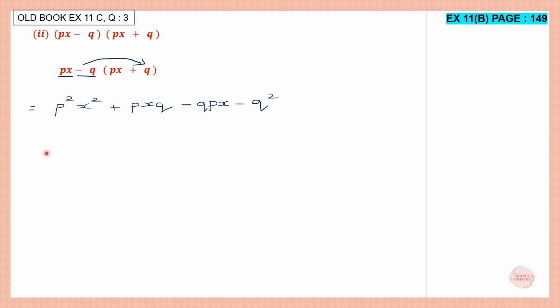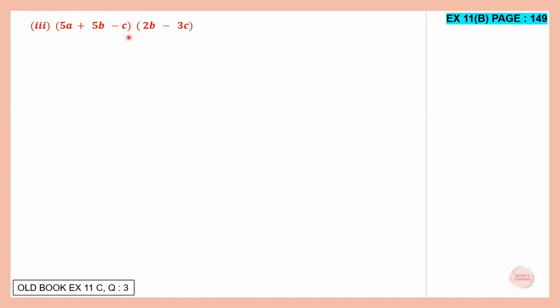So next thing to see is whether there are like terms. Here we have p square, x square. We don't have that anywhere. Now here we have pxq, and here also we have a pxq. So these two are like terms. And as you can see, this is plus pxq, and this is minus. Plus and minus will make it 0. So we can cancel these two. So these two are cancelled. So what is left is p square x square and minus q square. Now this will be our final answer.